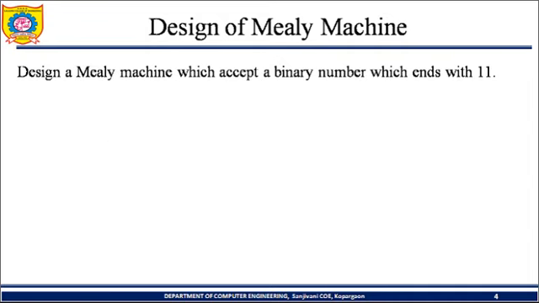Now we are going to solve some problems based on the Mealy machine, or we are going to design the machine. Here we want to design a Mealy machine which accepts a binary number which ends with 11. Now what is the meaning of the given problem statement? Here we want to design one Mealy machine in which, if the string ends with 11, it will generate the output accept. Let us say accept means output is 1 and reject means output is 0.